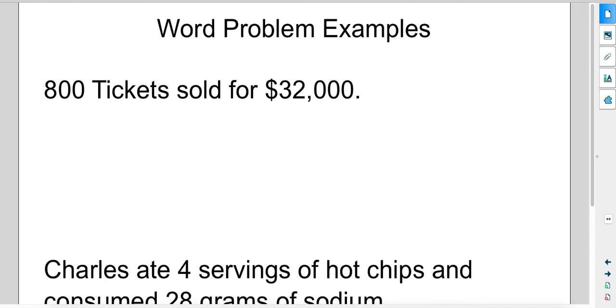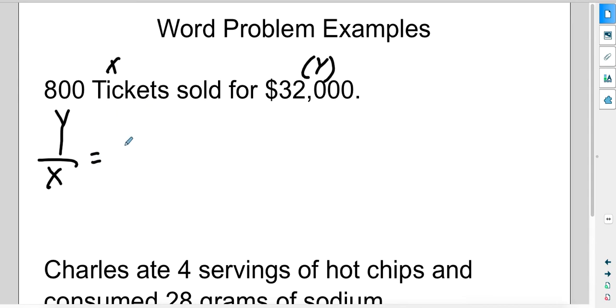Now, in my next two examples, I don't have a table, I just have a short story. So here I have 800 tickets that were sold for $32,000. Now, I mentioned earlier in this video that most times money is going to be your dependent variable. How much money you make depends on how many tickets you sell. So I'm going to label that this is my y variable, just up here. The 800 tickets is my x variable.